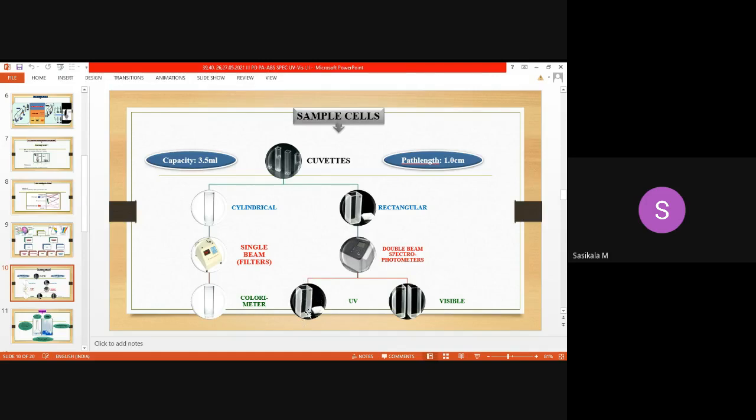You can see the rough surface on both sides. A rectangular cuvette has 4 sides. The 2 rough surfaces are coated with quartz material.